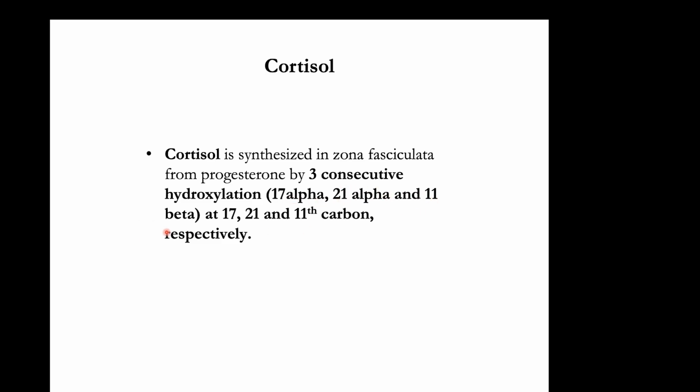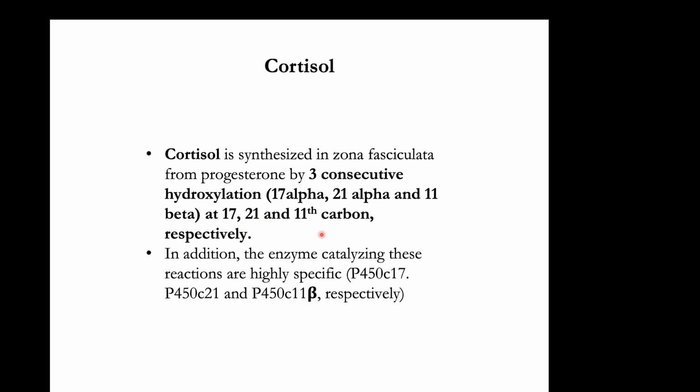These 3 sequential reactions take place at 17 carbon, 21 carbon, and 11 carbon by specific enzymes, that is 17 hydroxylase, 21 hydroxylase, and 11 beta hydroxylase. So this is 17 alpha hydroxylase, 21 alpha hydroxylase, and 11 beta hydroxylase. These 3 enzymes will finally lead to synthesis of cortisol.